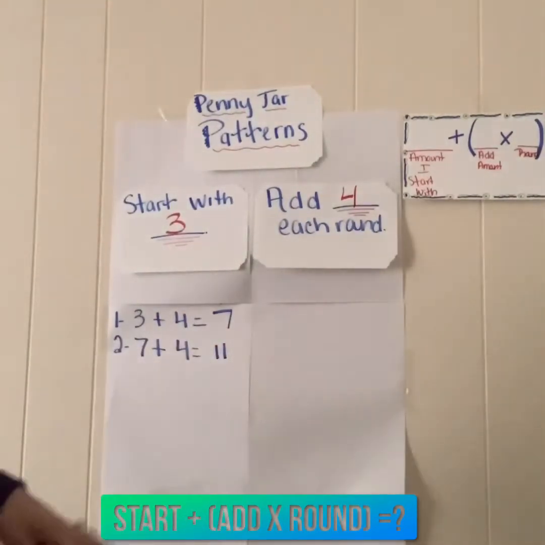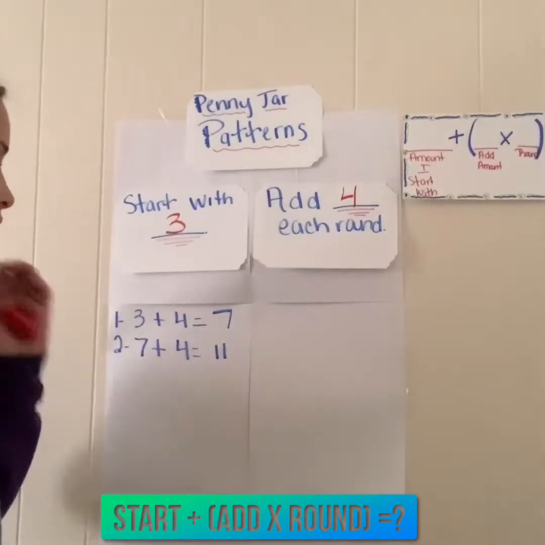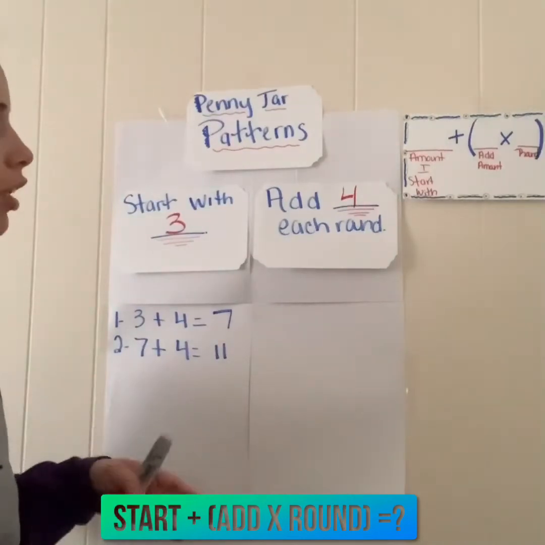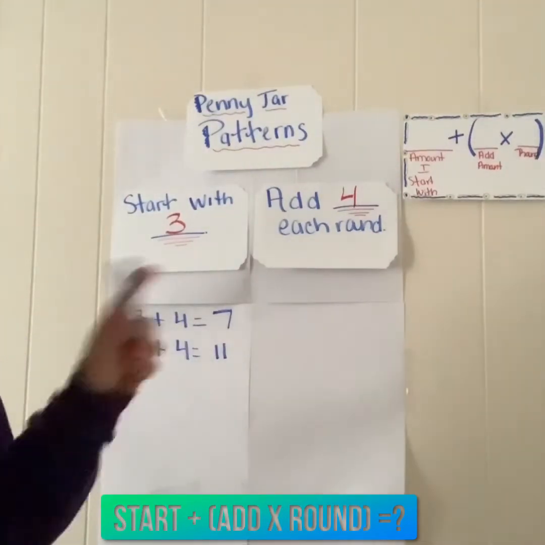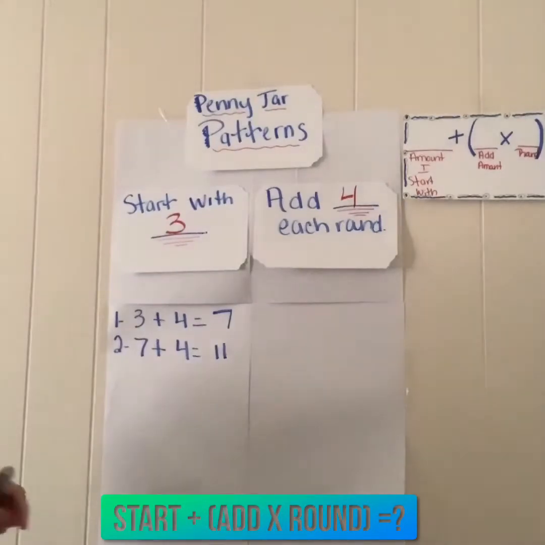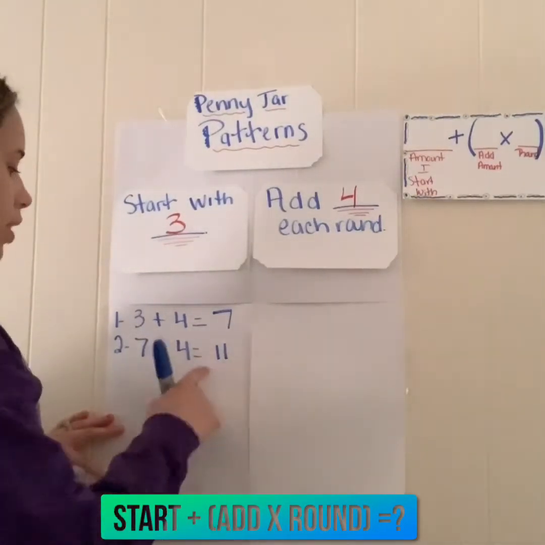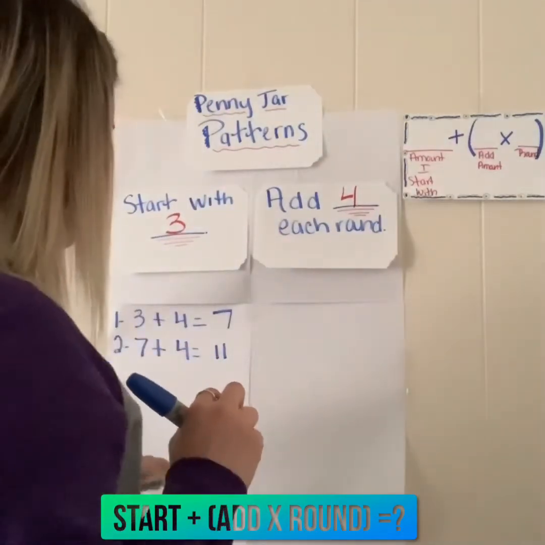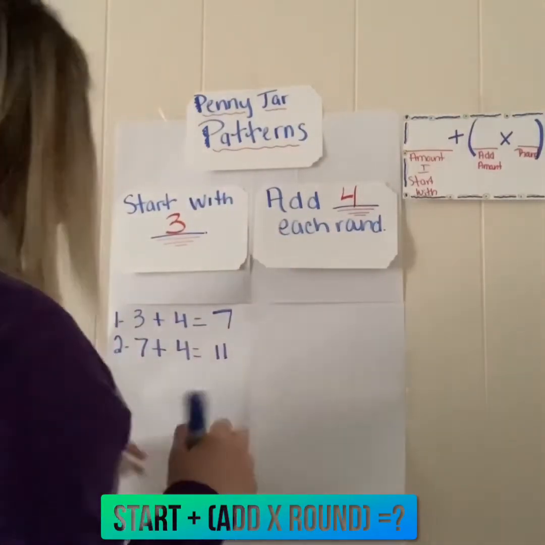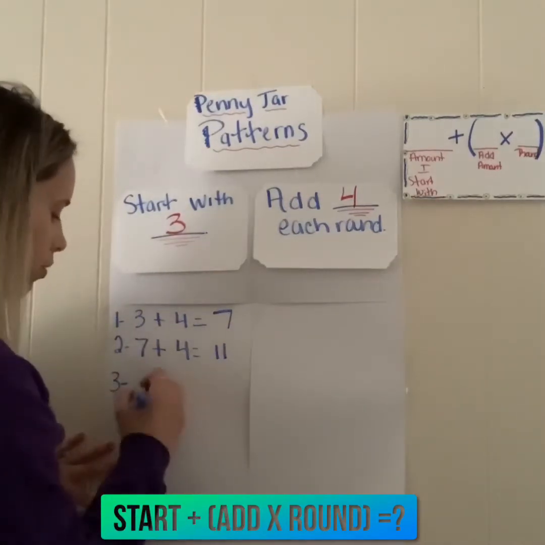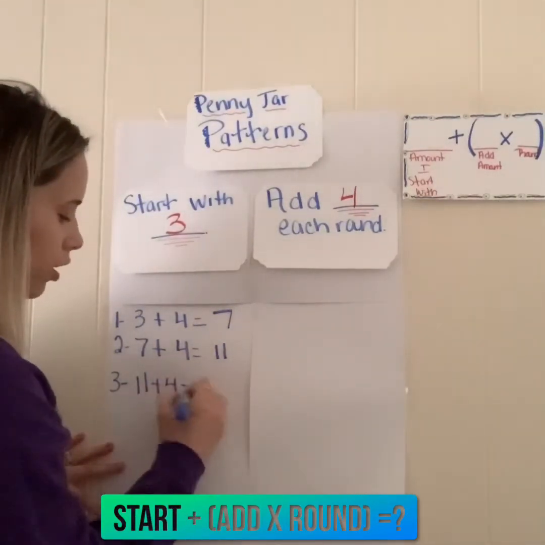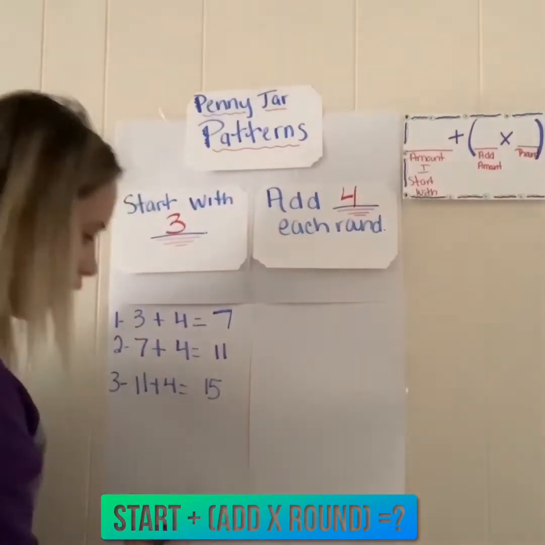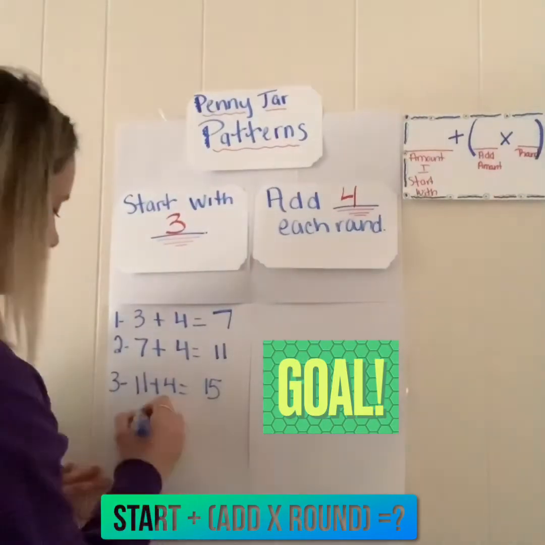So now there's a few ways that we could go ahead and solve this. We could continue skip counting by 4, which would take us a pretty long time to get to round 20. So we're going to use our equation. However, I am going to skip count to double check because I always want to make sure I have at least 2 strategies. So step 1, we're going to continue doing this. We're going to do one more. Round 3, we start with 11 and we add 4. That gives us 15. We're going to continue doing that all the way to round 20.